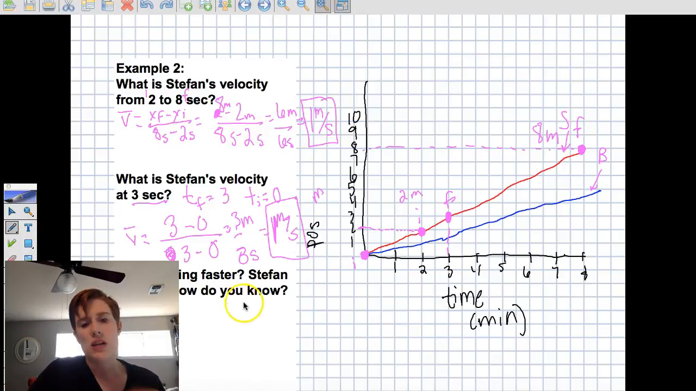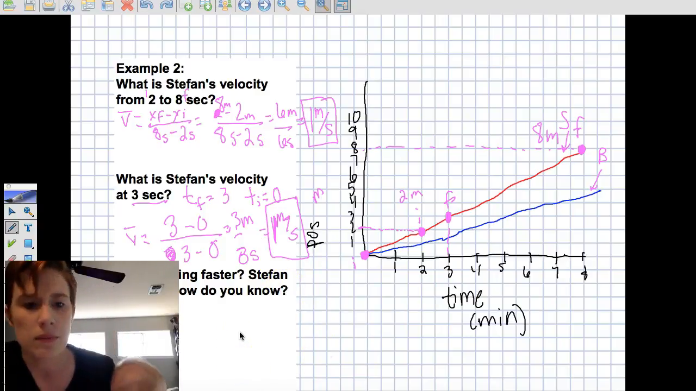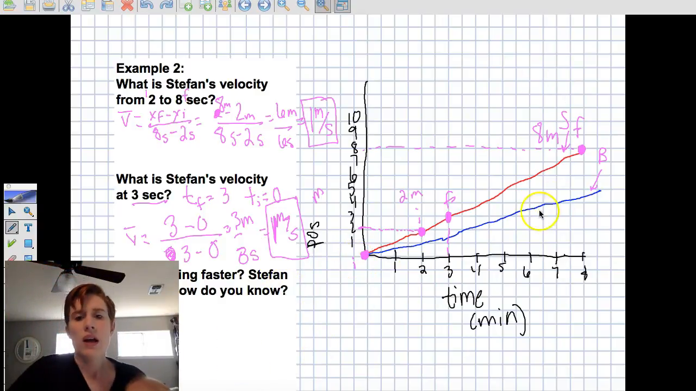The last question says, who's going faster, Stefan or Bob, and how do you know? Well, if you think about what this is graphing, the slope stands for velocity. So the greater the slope, the greater the velocity. Which one has a greater slope? Stefan does. So Stefan is going faster than Bob because he has a steeper slope.